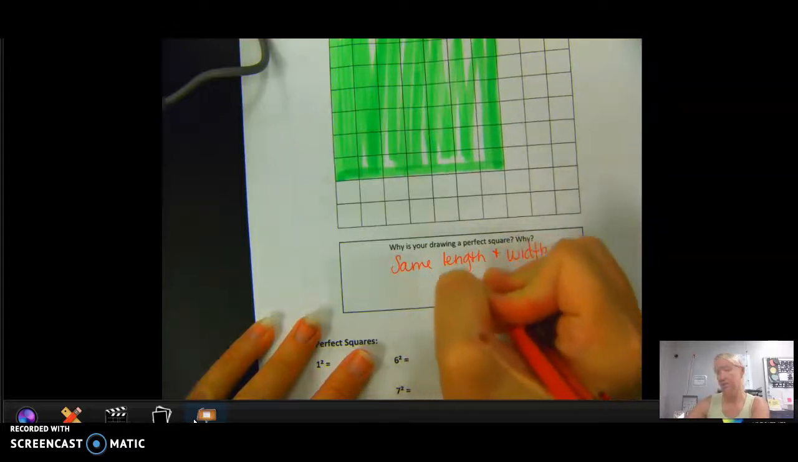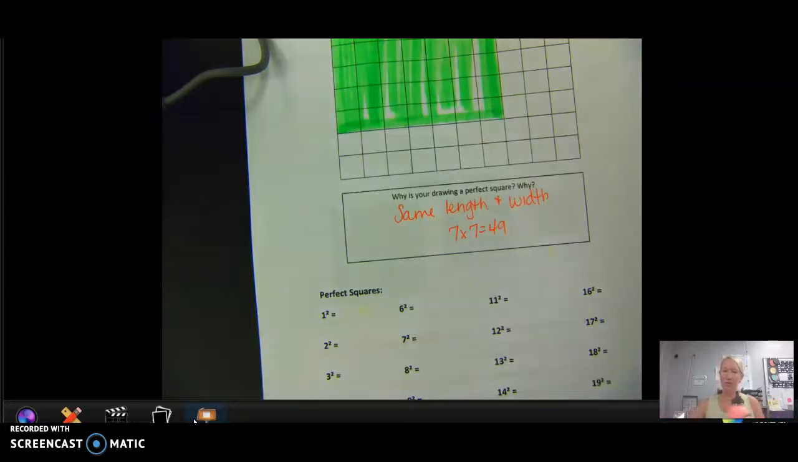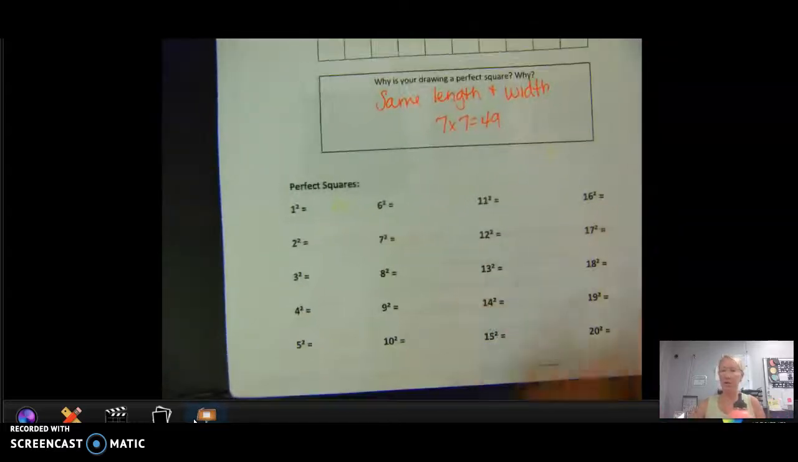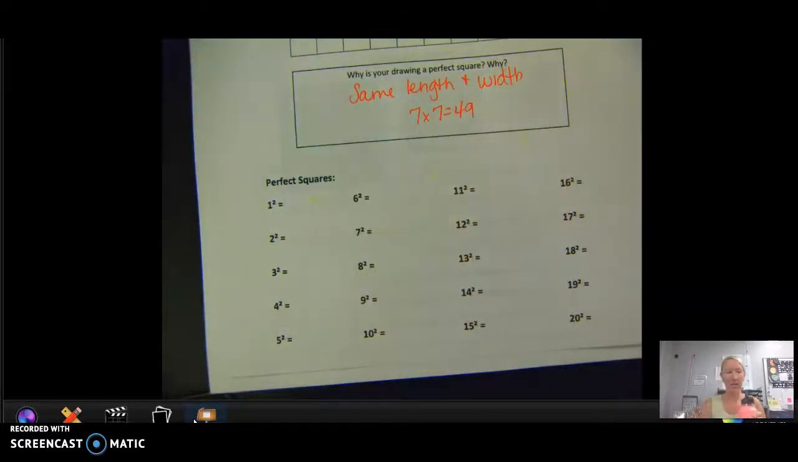Seven times 7 equals 49. Here are our perfect squares. Without a calculator, I want you to pause me and enter as many of those as you know. Whenever you're done, unpause me and we're going to see how many you could do correctly. So don't use a calculator.